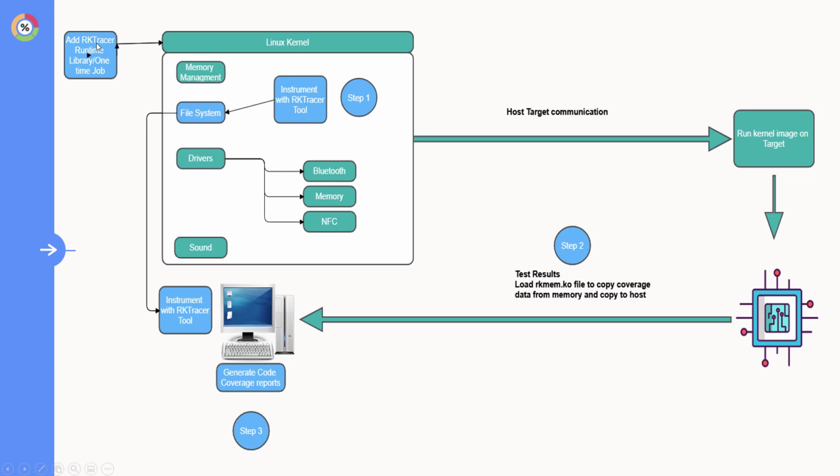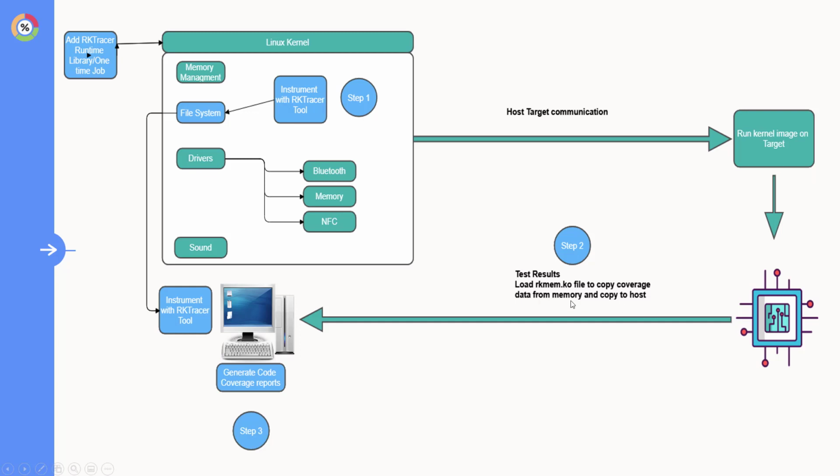With the ArchiTracer tool, the first step is a one-time job where we add the ArchiTracer runtime library file to the kernel. So it's a very easy one-time job. Then, let's say I want to instrument this file system to generate the code coverage. We need to go to the makefile of this file system module, or the part of the kernel, and append the ArchiTracer option. Then just get the instrumented kernel image and test it on the target.